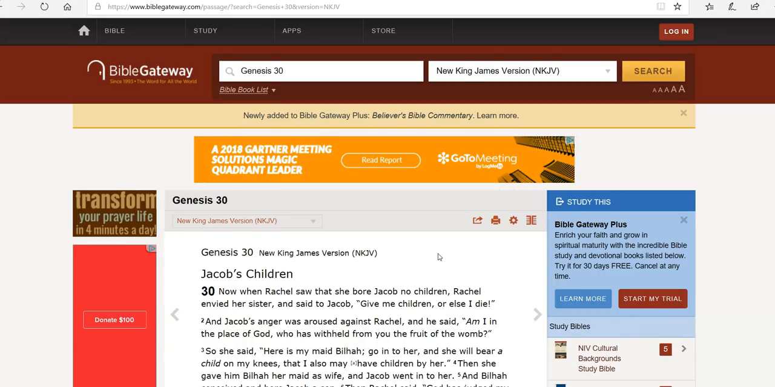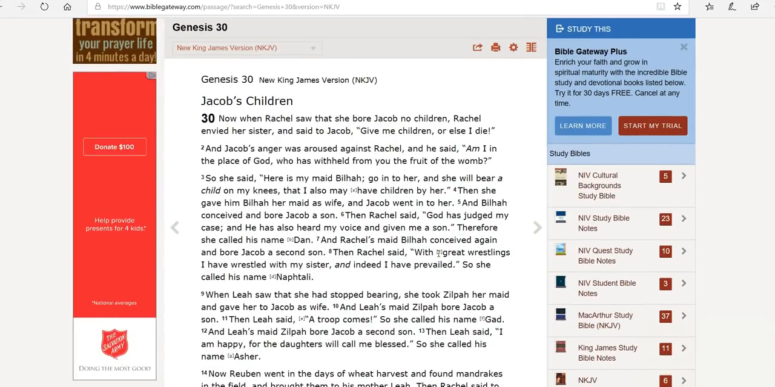Okay, so we're going to pick it up in the story here that Rachel still had no children, and she's saying to Jacob, "Give me children, or else I die." And Jacob basically is saying to her, "Am I God that I can control this?" And so she basically says, "Here's my maid, Bilhah. Please go into her, and she'll bear a child for me so that I may have children by her." She gave the maid as a wife, and she actually did conceive, and she bore a son, and the son's name was Dan. So Rachel said, "God has judged my case, and he has also heard my voice and has given me a son."